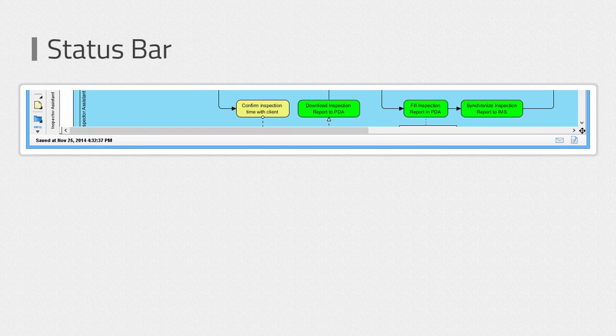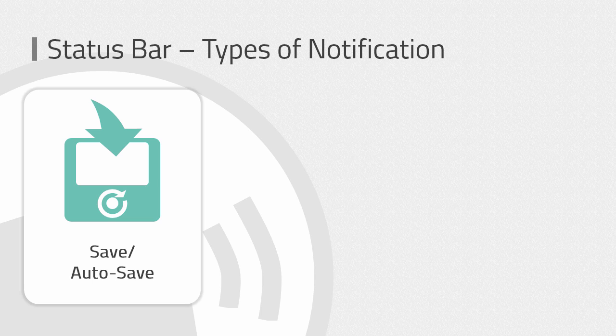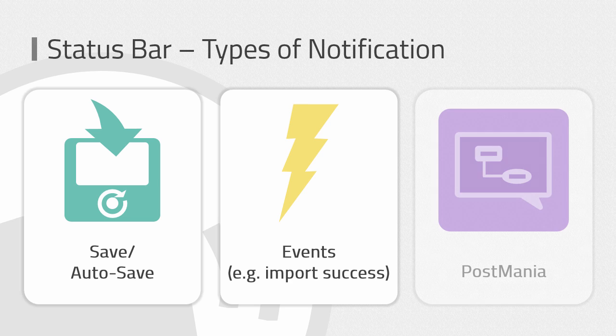Sleek UI also added a status bar. Status bar tells you what Visual Paradigm has done behind the scenes without interrupting you. Status bar also warns you when something unexpected has happened. It also notifies you when someone has posted a comment to you through Postmania.